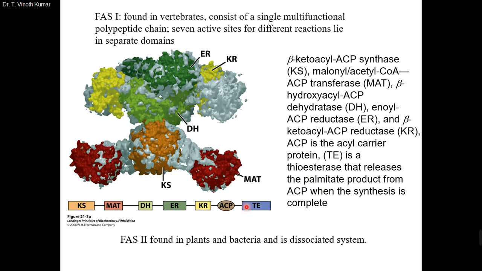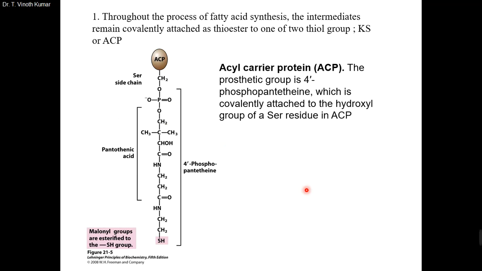The thioesterase enzyme will cleave the synthesized palmitic acid product from the ACP domain, and the ACP is ready for another subsequent fatty acid synthesis reaction. So this is ACP, and you should not worry about what the meaning of ACP is. This is very simple. ACP is a protein, and that will carry an acyl group.